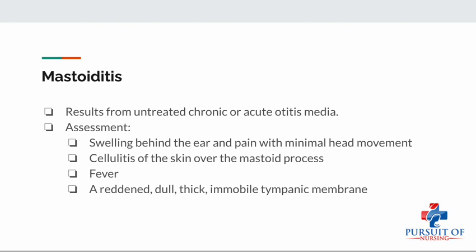Complications of mastoiditis include damage to the abducens, the 6th cranial nerve, and the facial, the 7th cranial nerve. It can also lead to meningitis and vertigo as well.